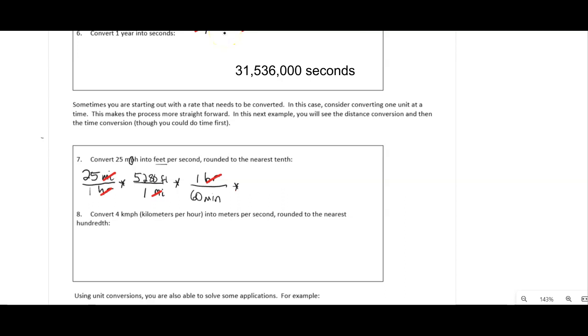For minutes, I know 1 minute. I'm placing the minute on top so it reduces the other minute on bottom. 1 minute is 60 seconds. Now we end up with the units feet per second. That's what we want.